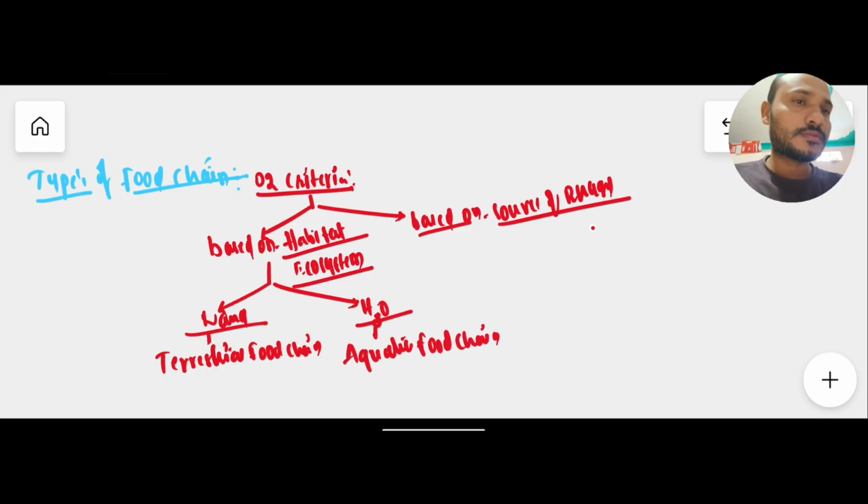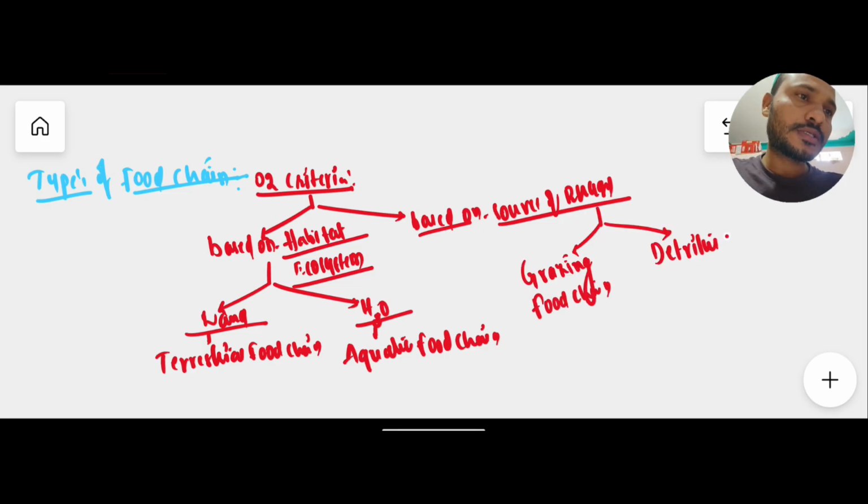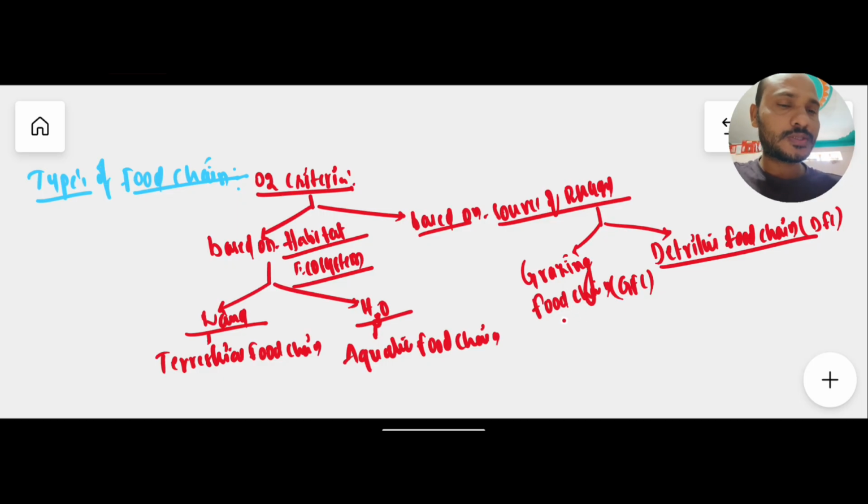And coming to the source of energy, food chains are classified into two categories: one is the grazing food chain, and the second is the detritus food chain. Simply we can call them GFC, grazing food chain, and DFC, detritus food chain. These are the two types based on the source of energy. And again, the grazing food chain is classified into two types based on the size of the organism and the number of the organism.